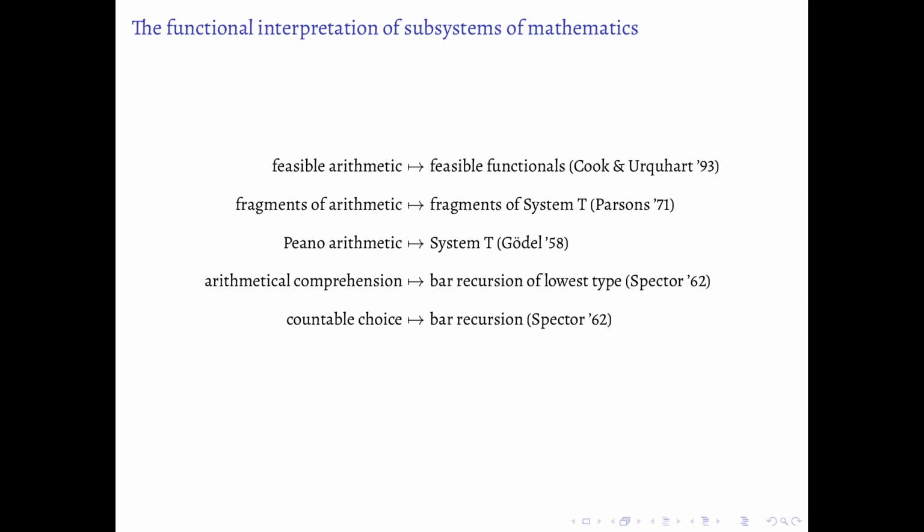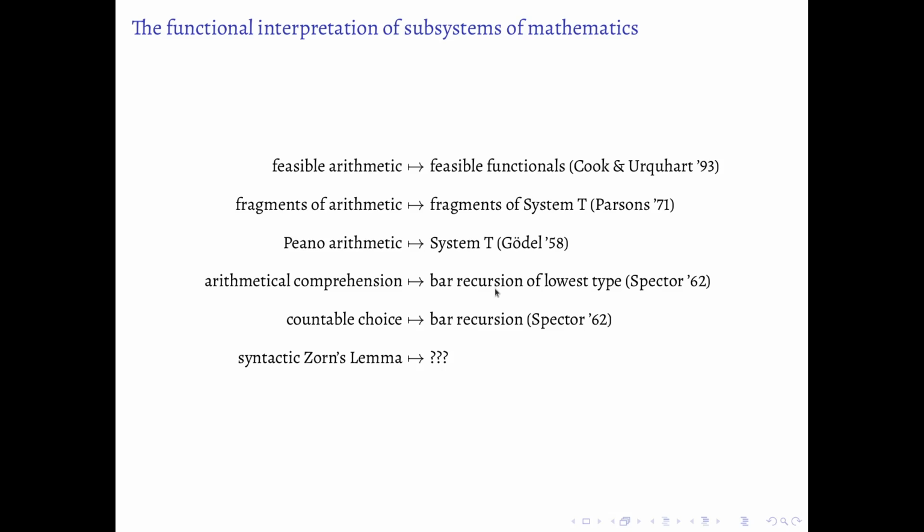A famous one is that of Spector in 1962, who showed that the axiom of countable choice could be interpreted by the bar recursive functionals in all finite types. And a special case of this is that arithmetical comprehension can be interpreted by bar recursion of lowest type. And so this is where the results of my paper fit in.